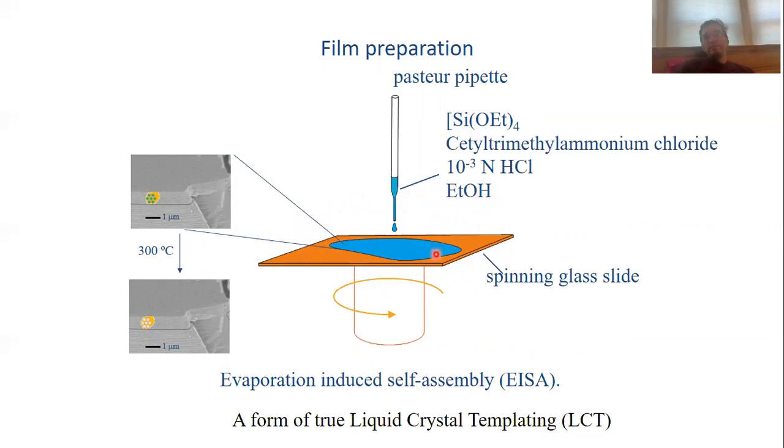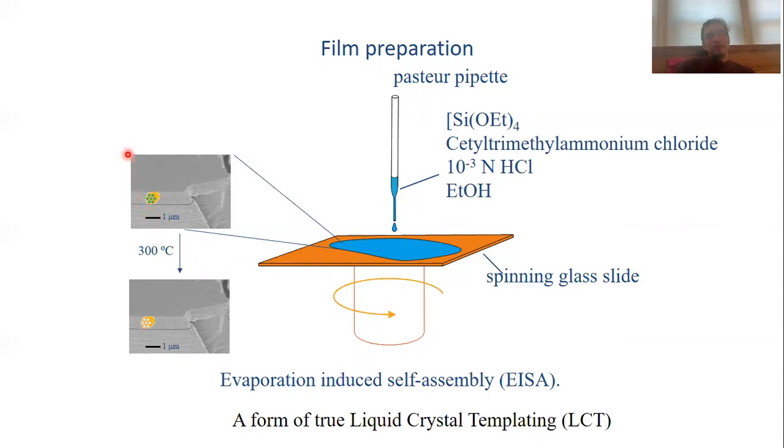That film is typically in the order of a few 100 nanometers thick, okay, depending on the amount of liquid you deposit and also depending on the spinning rate.